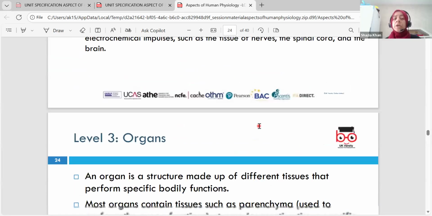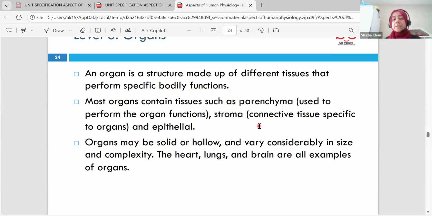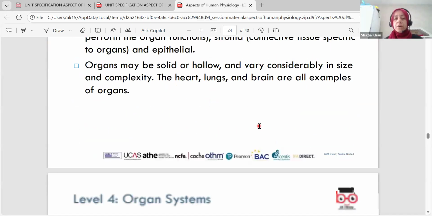You have organs, which are more complex. You have the parenchyma, which is used to perform the organ functions. The stroma is connective tissue specific to organs, and the epithelial, as I said, is above the organ, like the skin. Organs may be solid or hollow and vary in size and complexity. So the lungs, the heart, the brain are all examples of organs.